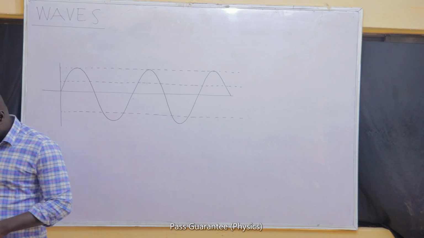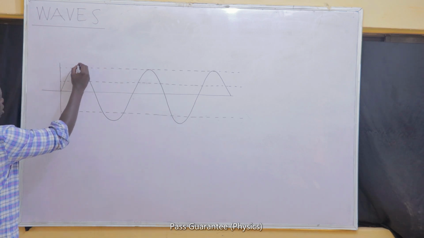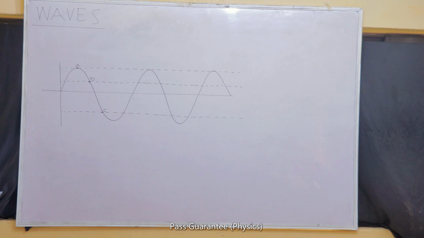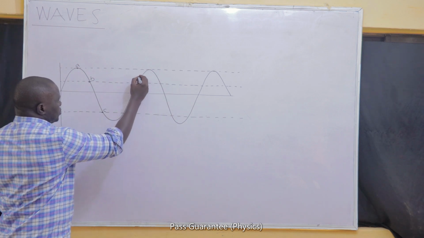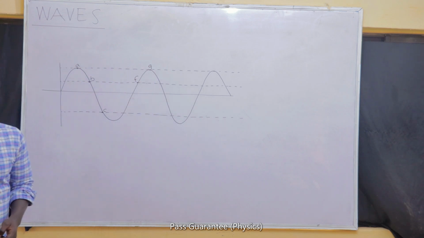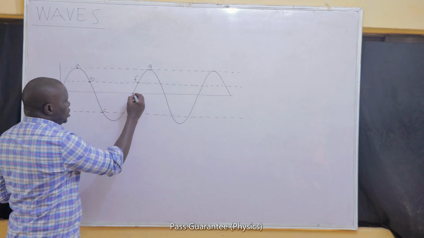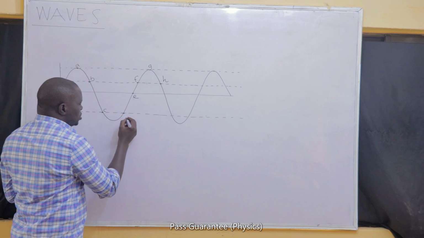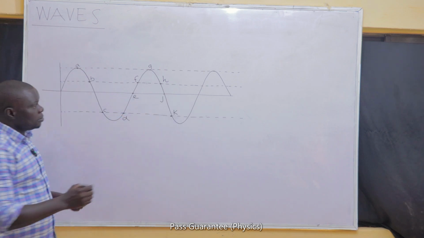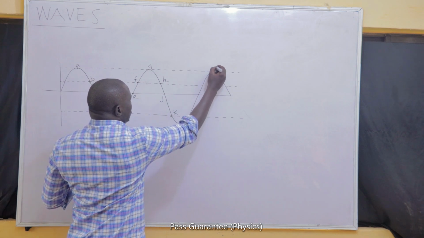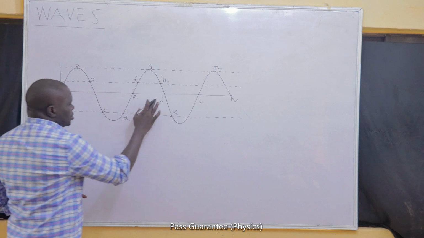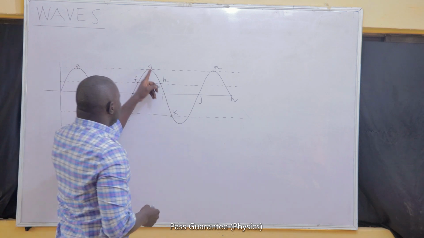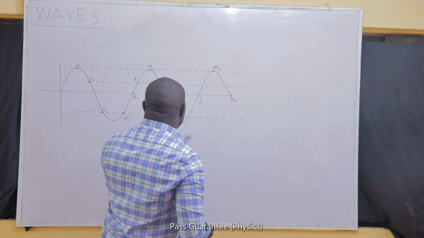We are given points on the graph. This is point A, point B, and point C. Also given are point F, G, H, this is E, this is H, D, K, point D, point K, L, M, N. This is I, and this is J. A, B, C, D, E, F, G, H, I, J, K.